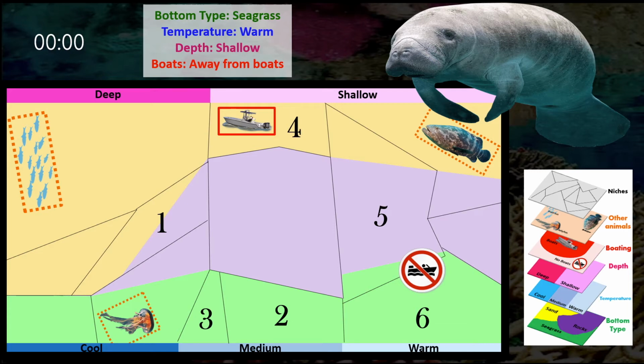Because 30 seconds is up and that's as long as you get. All right. So the answer was niche 6. So 6 is where you are supposed to be. We've got warm water over there on the right-hand side. It's in shallow water. It's away from the boats, really far away from the boats because you're right by the no boating sign.